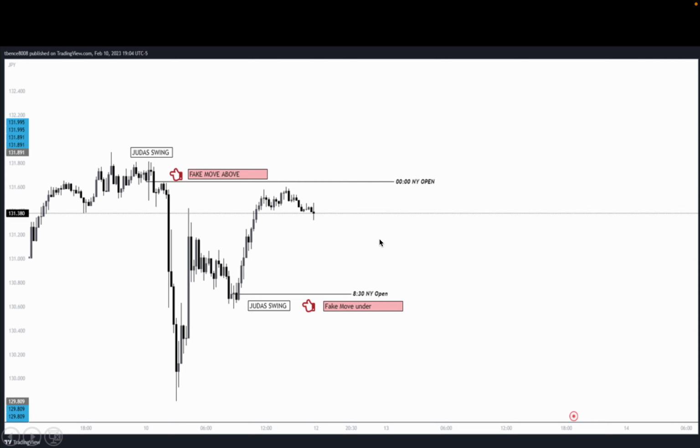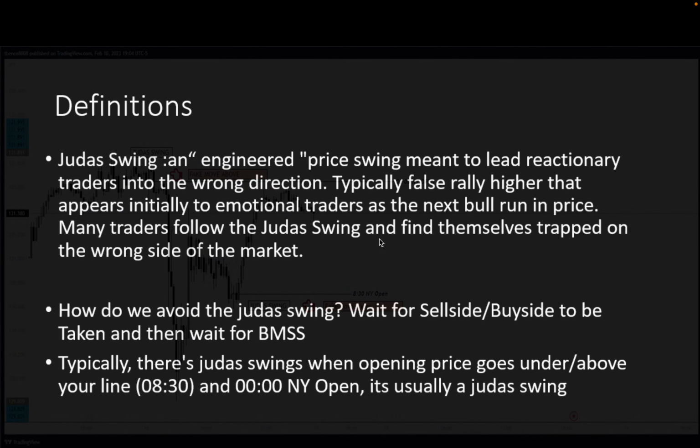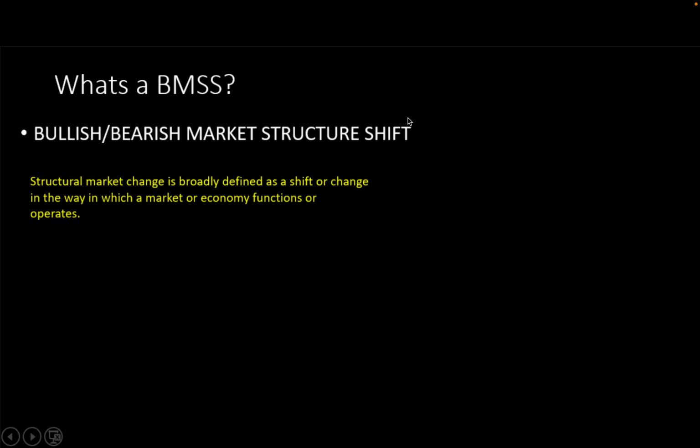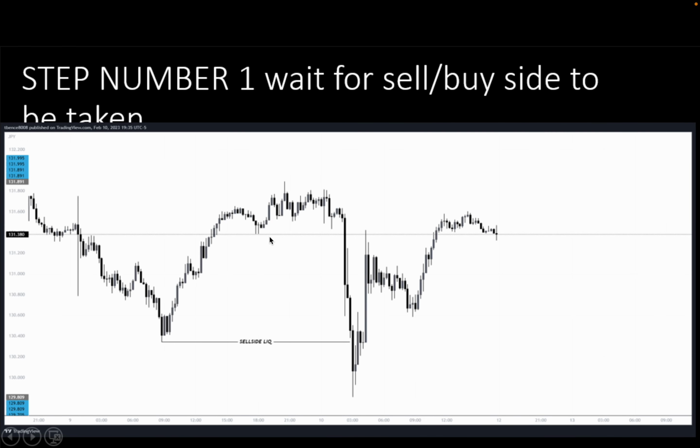Okay, it is not a pattern. It is nothing. It is science. It's technical science. Now, we're going to go to the other slide. You're probably wondering, one of the first steps was wait for sell side or buy side to be taken. What is sell side and buy side to be taken?